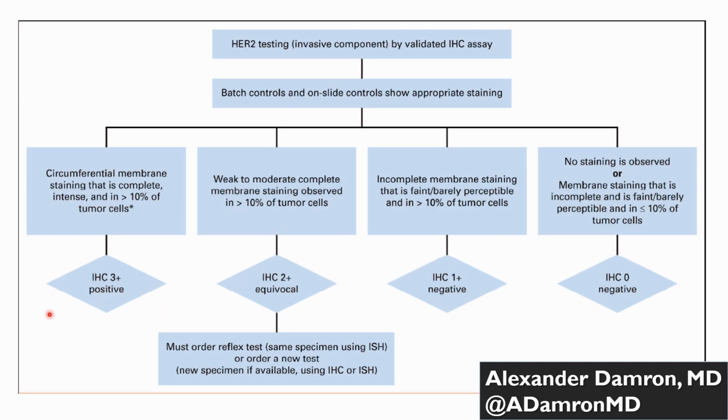And our last category is just outright IHC 3+ positive, which is defined as circumferential membrane staining that is complete and intense in greater than 10% of the tumor cells. And I want to highlight the word intense here because you say, well, what is intense? Is that subjective? How intense is it, right? And that matters. That's actually going to matter. How intense is it? And hopefully, again, we'll clear that up for you.